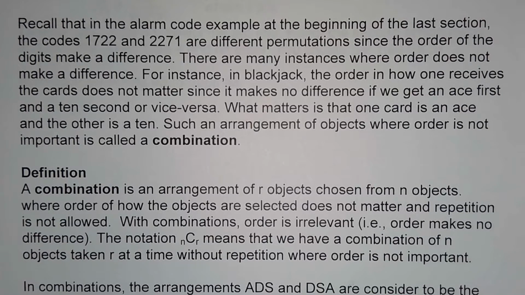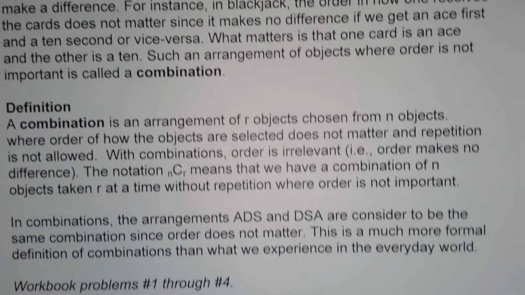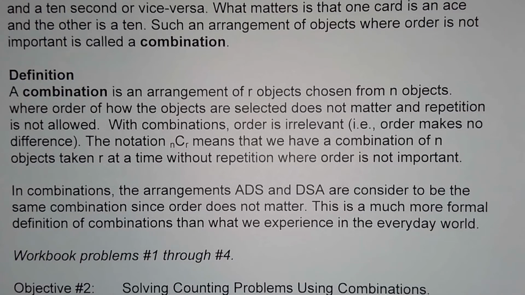So a combination is an arrangement of r objects chosen from n objects where the order in which the objects are selected does not matter and repetition is not allowed. With combinations, order is irrelevant. Again, order makes no difference. The notation nCr means that we have a combination of n objects taken r at a time without repetition, where order is not important. So keep in mind, when we're talking about combinations, the arrangements ADS and DSA are considered to be the same combination because the order does not matter.